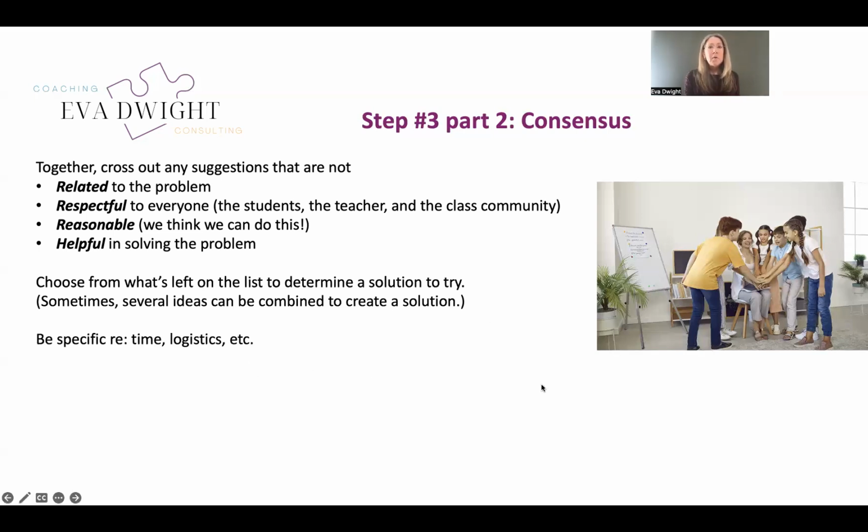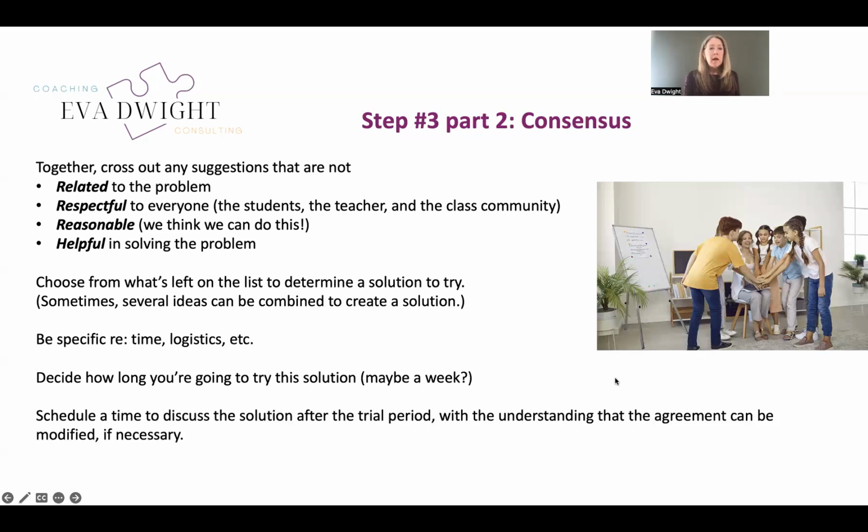And we've got to be specific about things like time and logistics. What's this going to look like? What's it going to sound like? How often are we going to try whatever we're trying, etc. So get real specific. And let's talk about how long we're going to try this. Maybe we'll try it for a week. So maybe it's Monday, let's try it through Friday, and then let's get together next Monday and see how the plan is working.